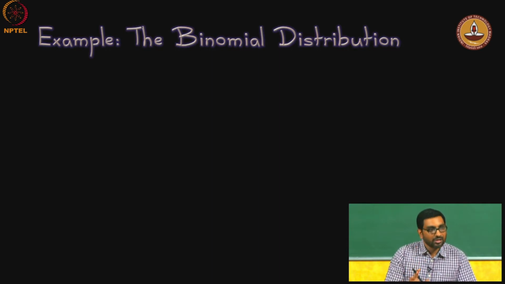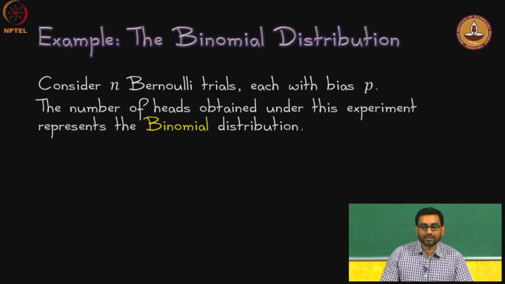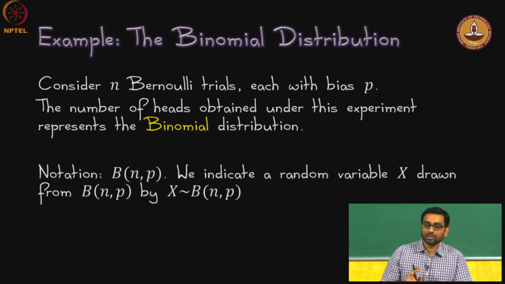Okay. And this is generally going to be true when things have a very simple, clear explanation. That means they will show up again and again and again. So, that means it is important. Okay. So, the binomial distribution is simply this. You consider n Bernoulli trials, each with bias p. When you say bias p, the success happens with probability p, or you can think of it as heads occurring with probability p. The number of heads obtained under this experiment represents the binomial distribution. So, you toss a coin n times, a biased coin with probability p of heads, count the number of times heads appears, that is the binomial distribution, and it is usually denoted B(n, p).